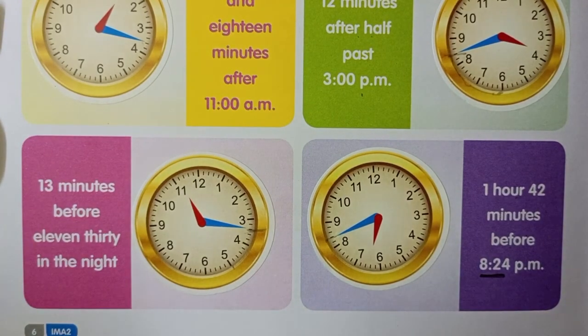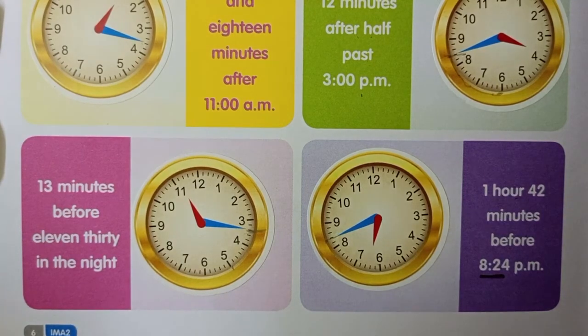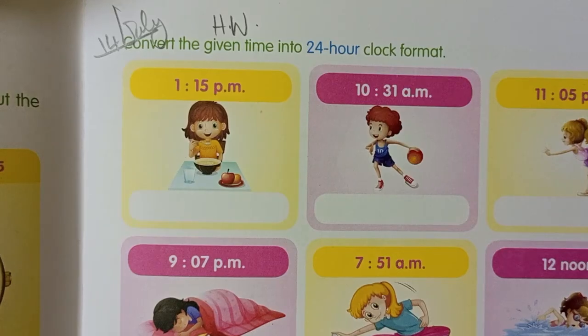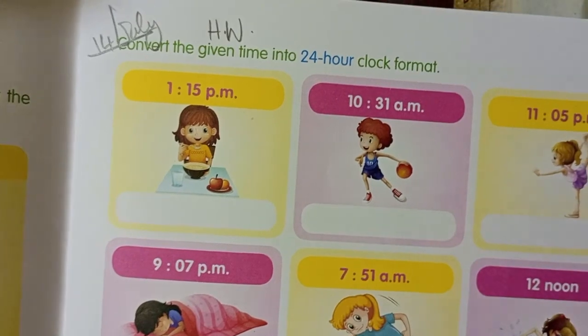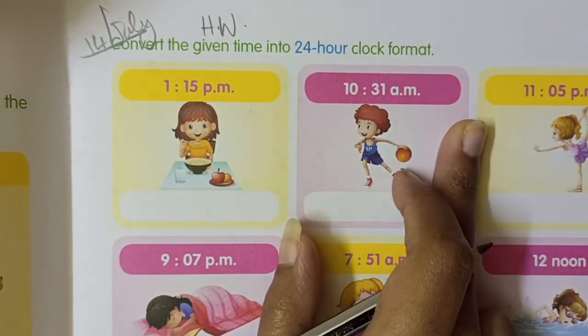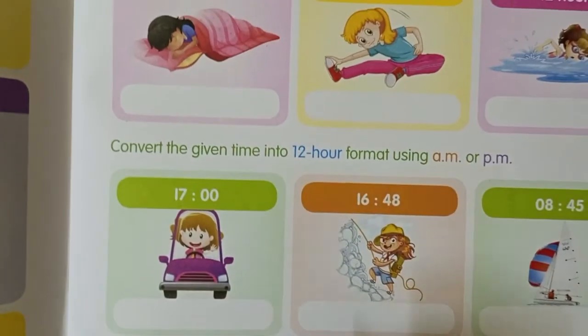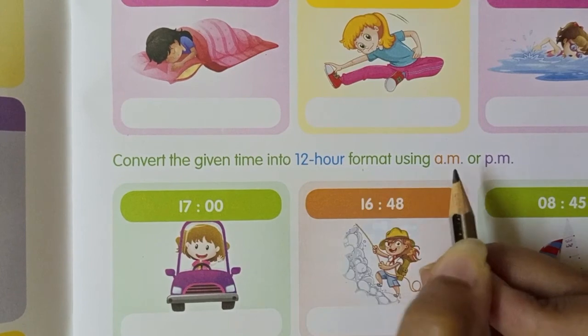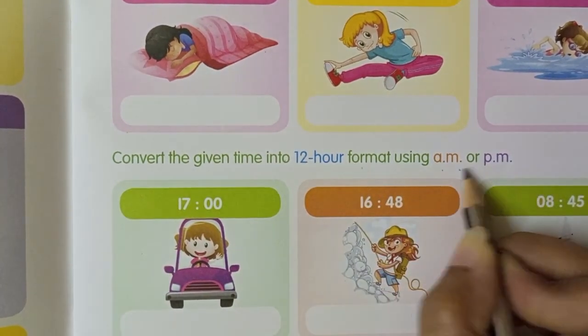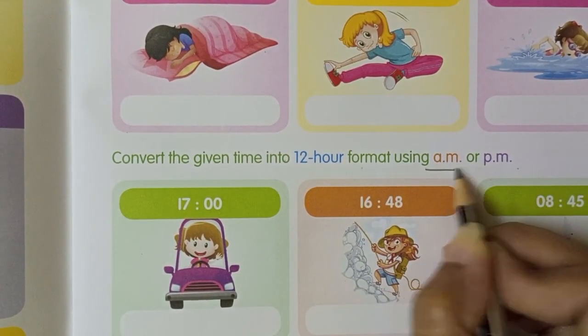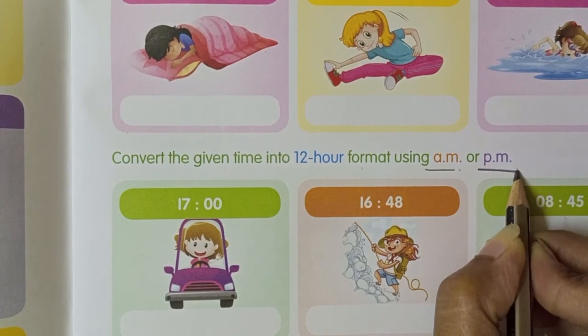Okay students, today's home task is page number 5 in the activity book. Convert the given time into 24 hours clock format. And next one, convert the given time into 12-hour format using AM or PM. AM means anti-meridian, PM means post-meridian.